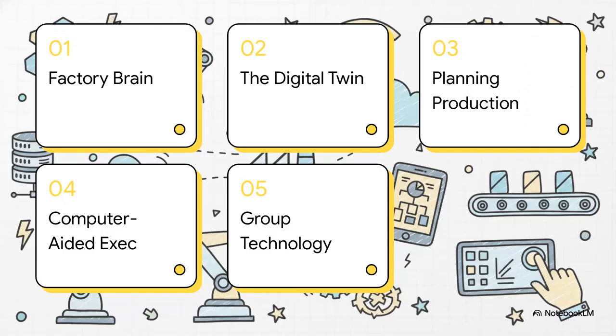To see how achievements like that are even possible, we'll walk through a logical 5-step journey today. We'll start with part 1, the integrated factory brain, then look at part 2, designing the digital twin. After that, we'll move on to part 3, planning the production, then part 4, computer-aided execution, and wrap it all up with part 5, the group technology advantage. Let's get right into it.